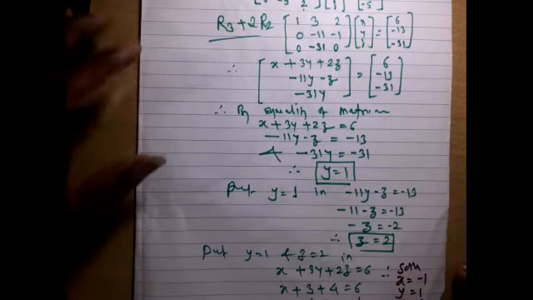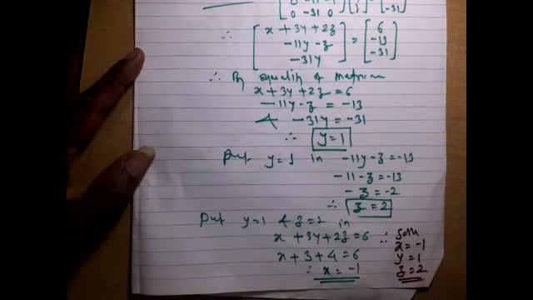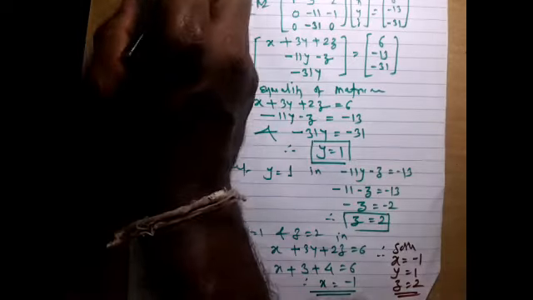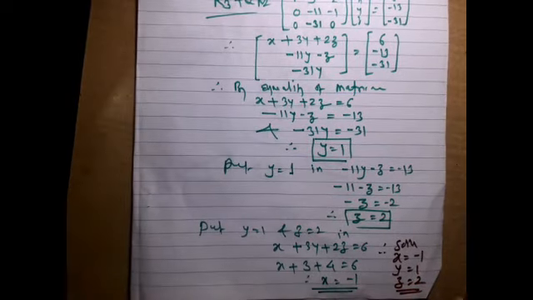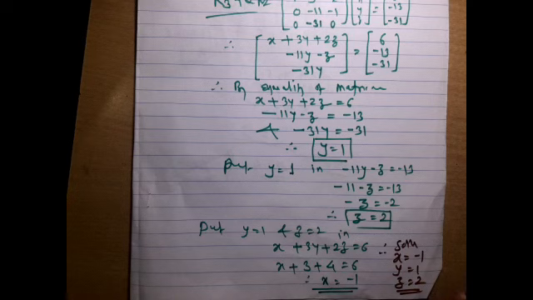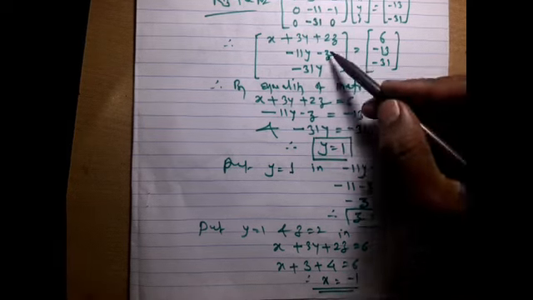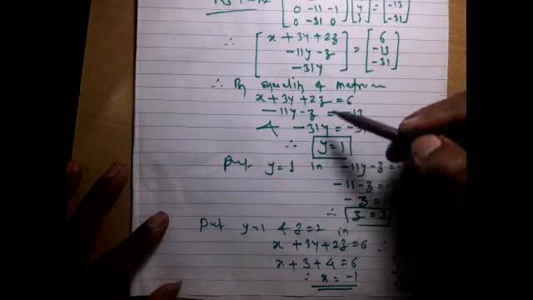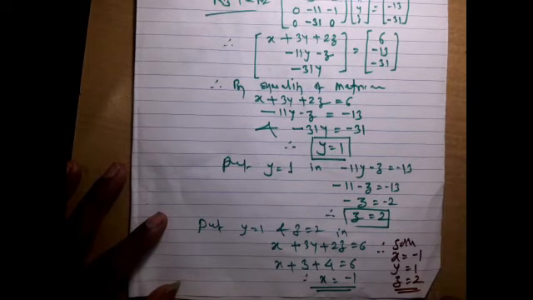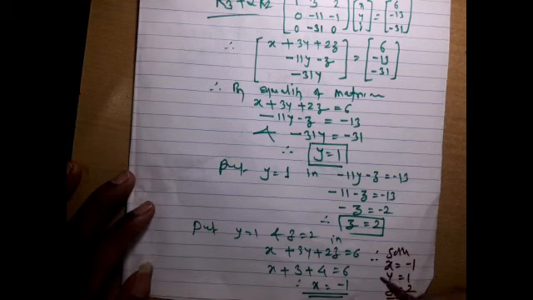So this example we solved by the method of reduction. Reduce this matrix to an upper triangular or lower triangular matrix, or make one zero in one row and two zeros in another row, and again expand by multiplication. You will get the values of the variables.